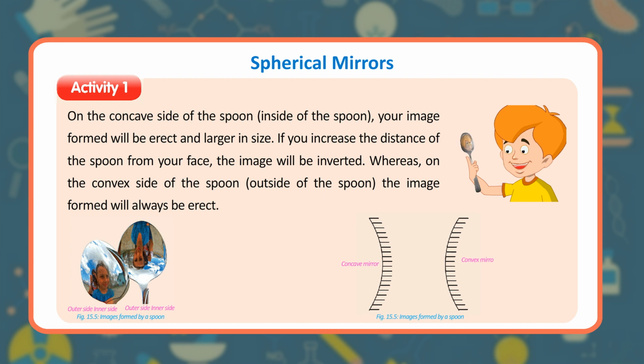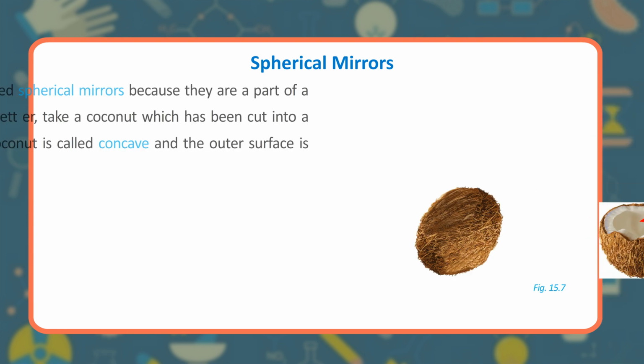If you increase the distance of the spoon from your face, the image will be inverted. Whereas, on the convex side of the spoon, outside of the spoon, the image formed will always be erect. Outer side, inner side, concave mirror, convex mirror.